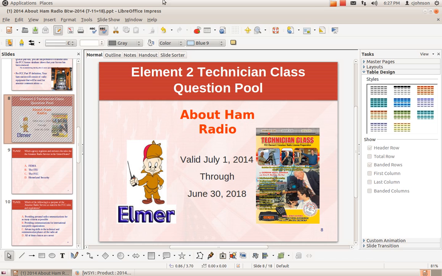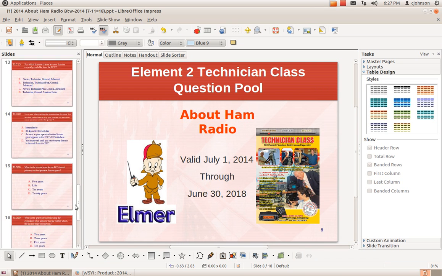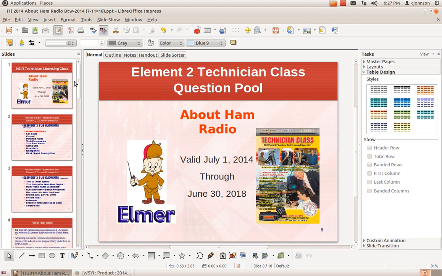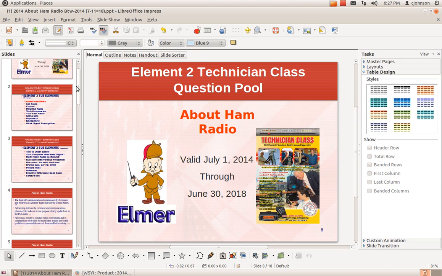All right, and that's it for the T1 Q&A. That's just a small section of that. There are more questions in there, and we're going to be going over more of them in the other slides. So the next one is going to be call signs in the next chapter.